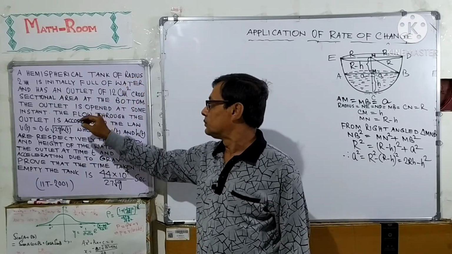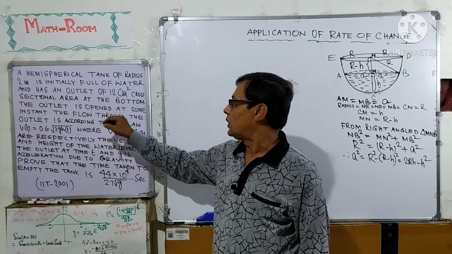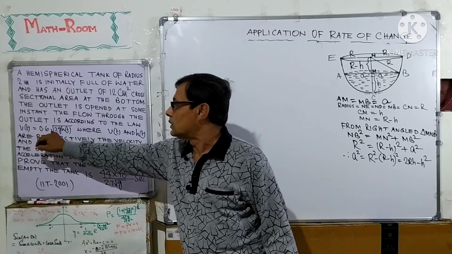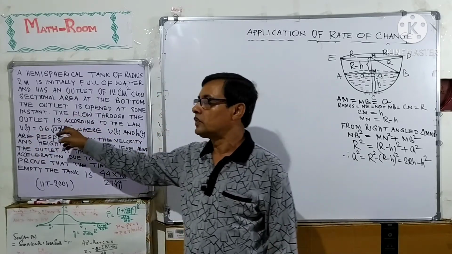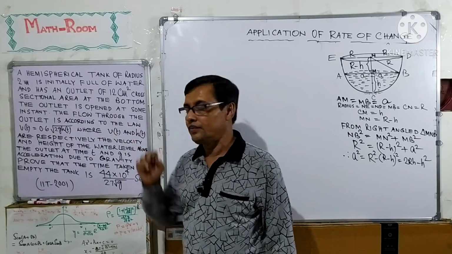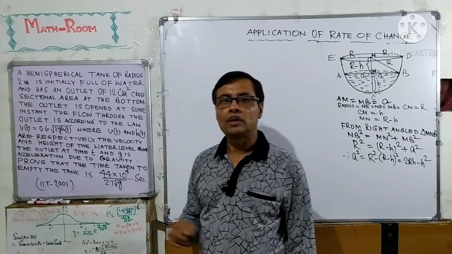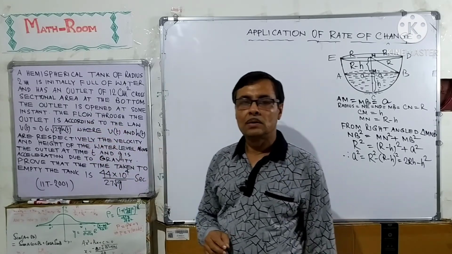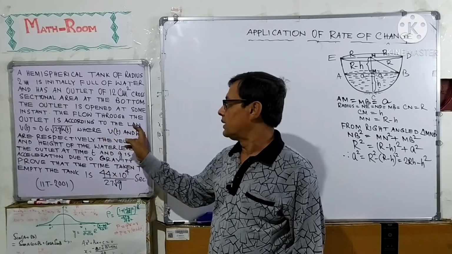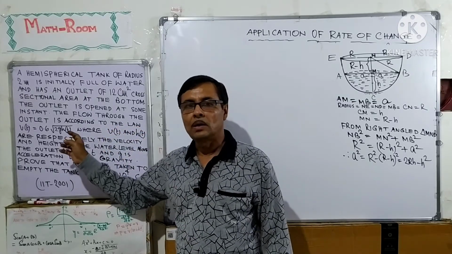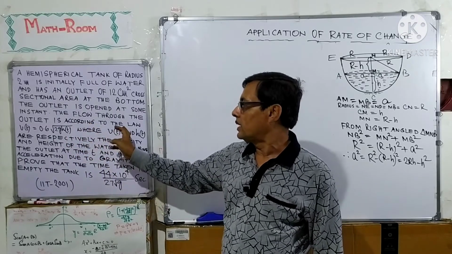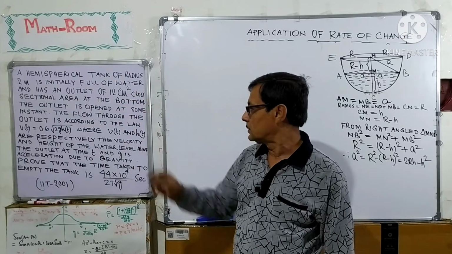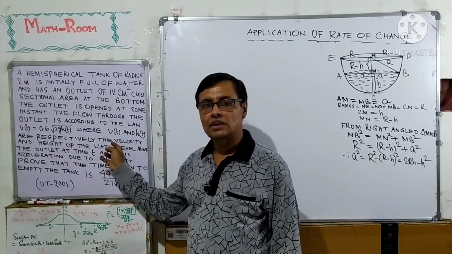Here the flow of water through the outlet is under a law. This law is v(t) equal to 0.6 root over 2gh(t). This is the law of flowing of water through the outlet. Here v(t) is the rate of flow, that is velocity, and h(t) is the height of the level of water at time t from the bottom of the tank. Here g is the gravitational acceleration.